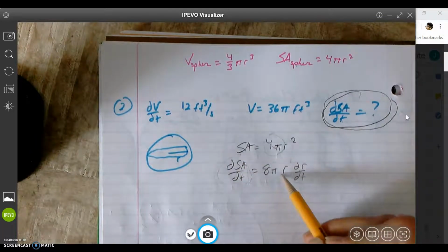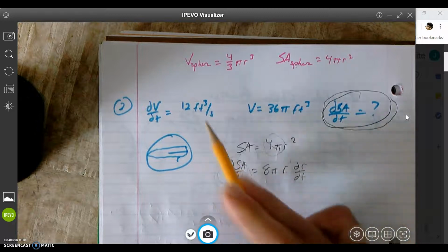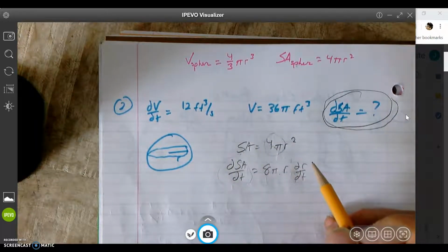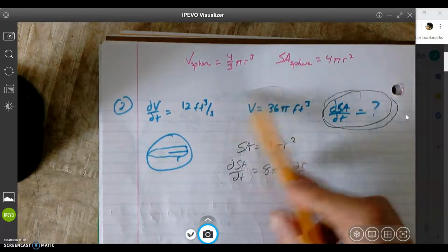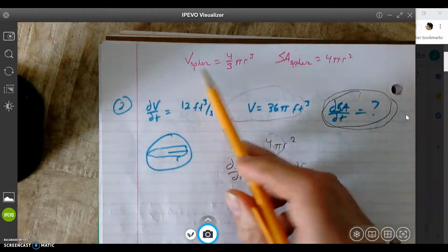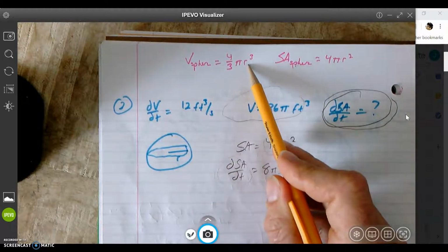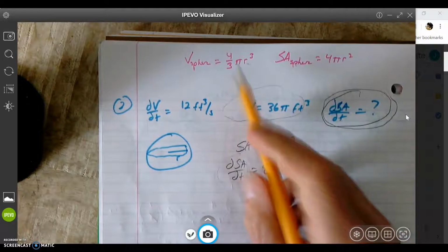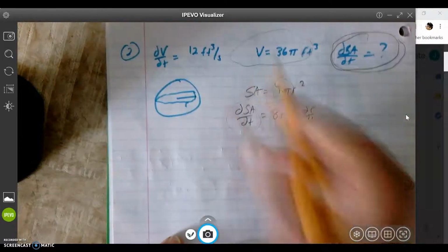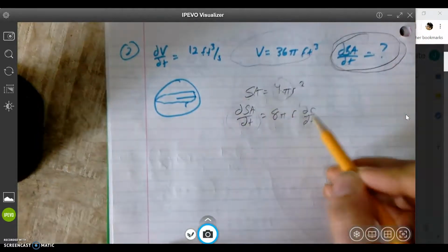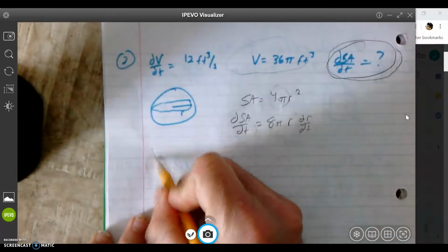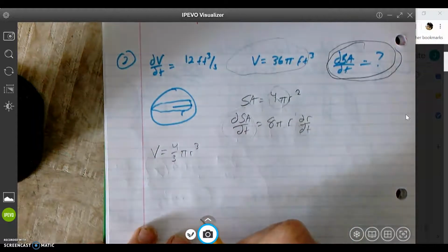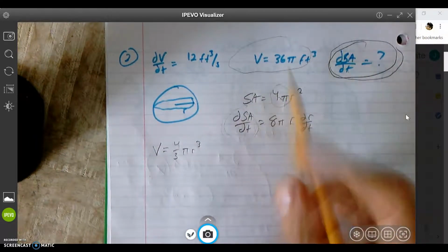But we don't know r, and we don't know dr/dt. It gives us dV/dt, it gives us the volume, but it doesn't give us either of these. So can I work with them? Let's see. Let's work with this first. If you know the volume, can you get the radius? Yeah, because that's only one variable. Cool. So I guess we got to do two things. We got to do one thing to get the r, and another thing to get the dr/dt. No problem. So we know the volume is 4/3 pi r cubed. Okay. Now it says the volume is 36 pi.